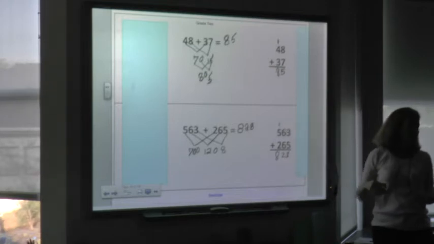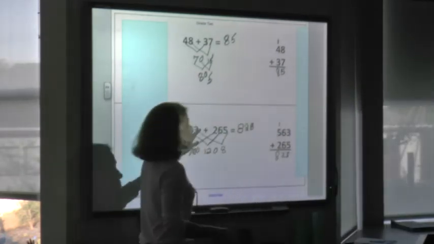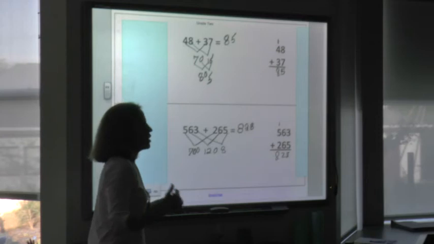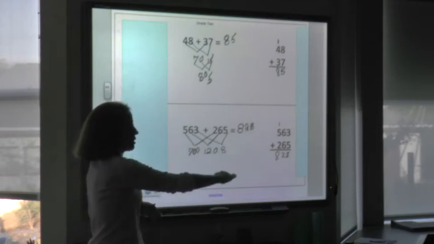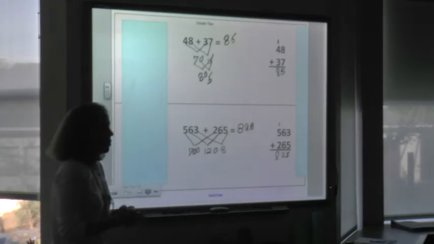How do they get that sense? Again, they have to earn it. So we start by charting their mental math. We start with all of our problems horizontal. Why? 48 plus 37. Why am I starting that horizontal?